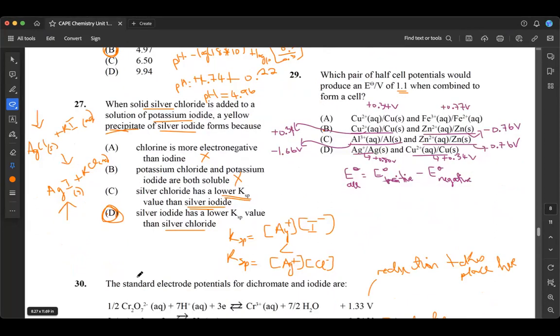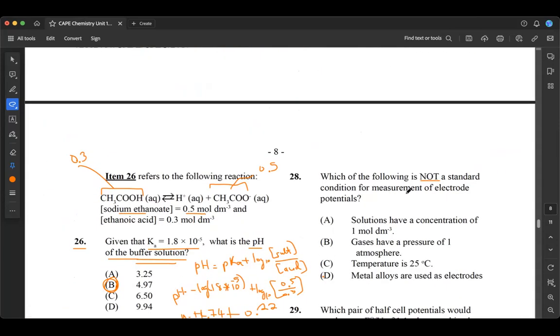All right, so moving along now to 28. 28 says, which of the following is not a standard condition for measurement of electrode potential? So now we're shifting to that section where we're doing redox equilibria, right? So which of the following is not a standard condition? So let's see what is true.